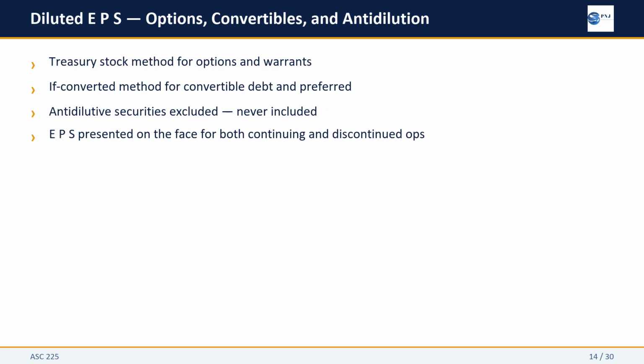Diluted EPS asks, if every potentially dilutive security converted today, what would EPS look like? Options and warrants use the treasury stock method: assumed proceeds buy back shares at the average market price. Convertible instruments use the if-converted method: add back the after-tax interest or dividend to the numerator, and add the conversion shares to the denominator. Antidilutive securities, those that would increase EPS, are excluded.